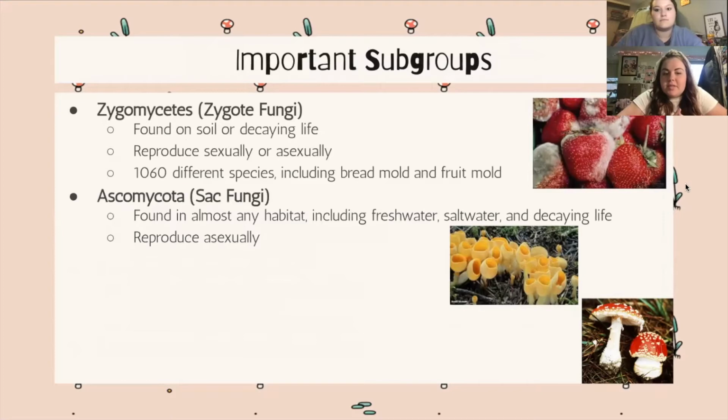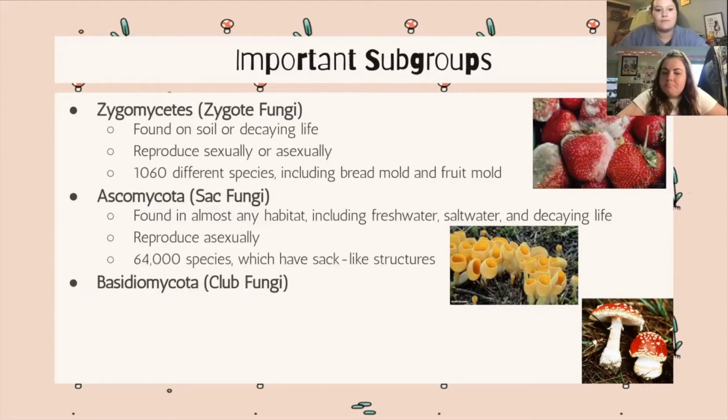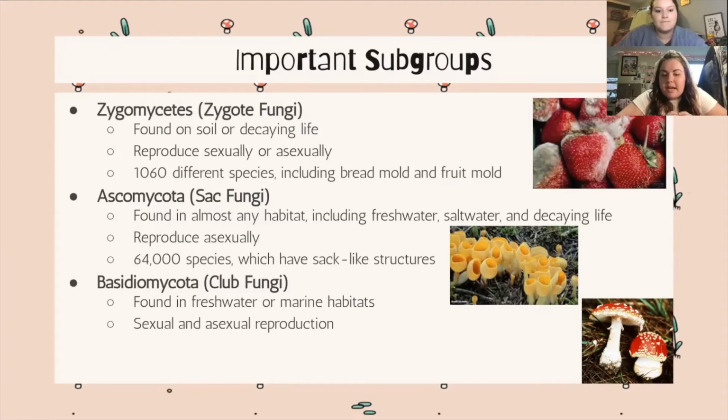And then next up is sac fungi, and I'm not even going to try to pronounce that one. They are found in almost any habitat, including freshwater, saltwater, and decaying life, and they reproduce asexually. And lastly is the club fungi, and they are found in freshwater or marine habitats, and they have sexual and asexual reproduction.